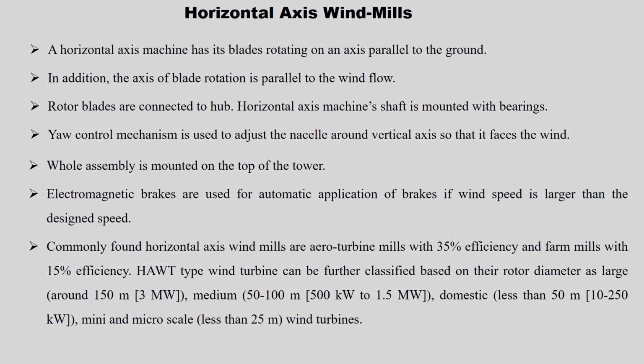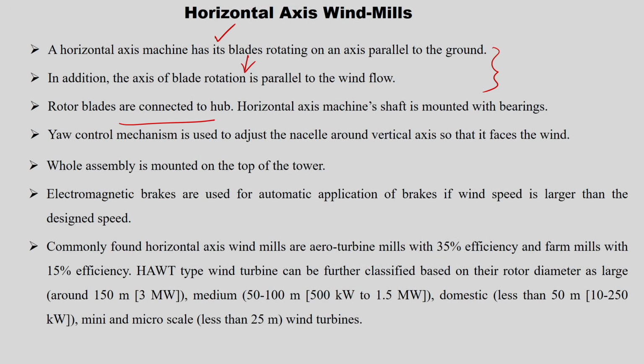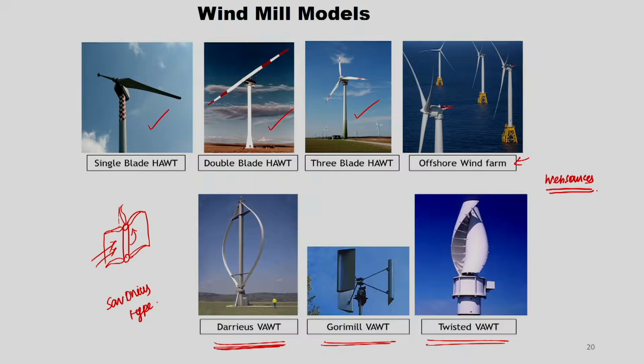In horizontal axis windmills, the machine has its blades rotating on an axis parallel to the ground. In addition, the axis of blade rotation is also parallel to the wind flow. These 2 points we have already seen. The rotor blades are connected to the hub, you know what is hub by now, right. And the horizontal axis machine shaft is mounted with bearings. The yaw control mechanism is used to adjust the nacelle around the vertical axis so that it faces the wind, right.